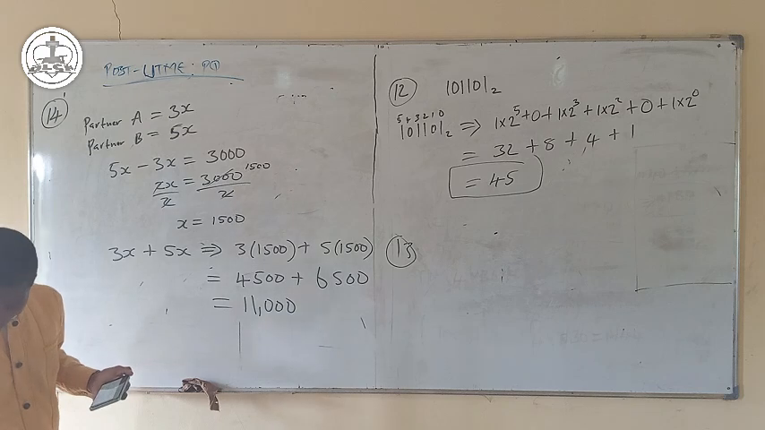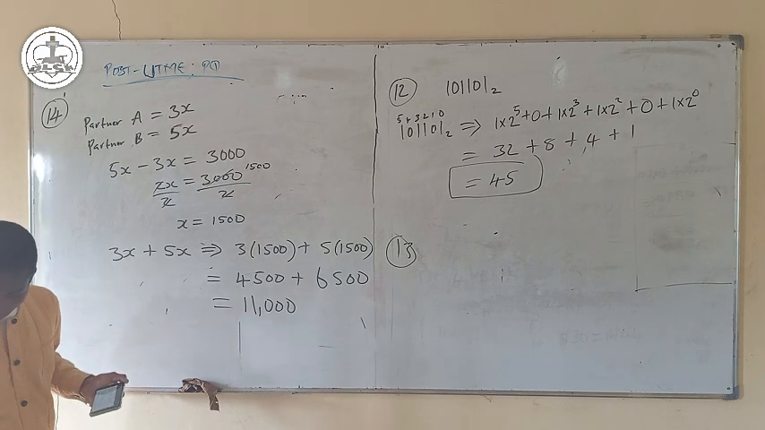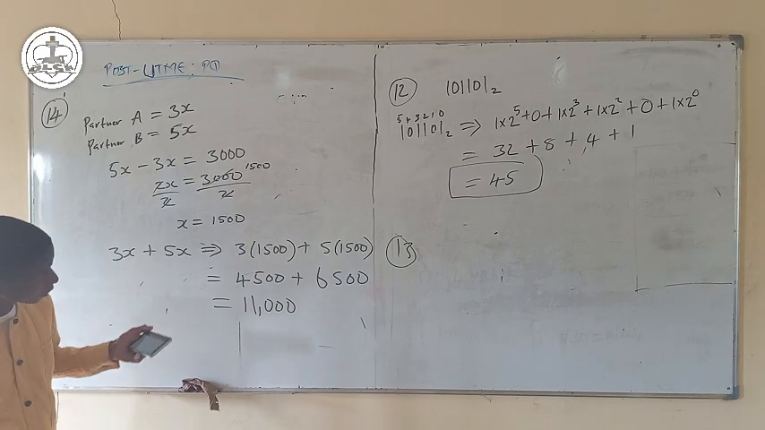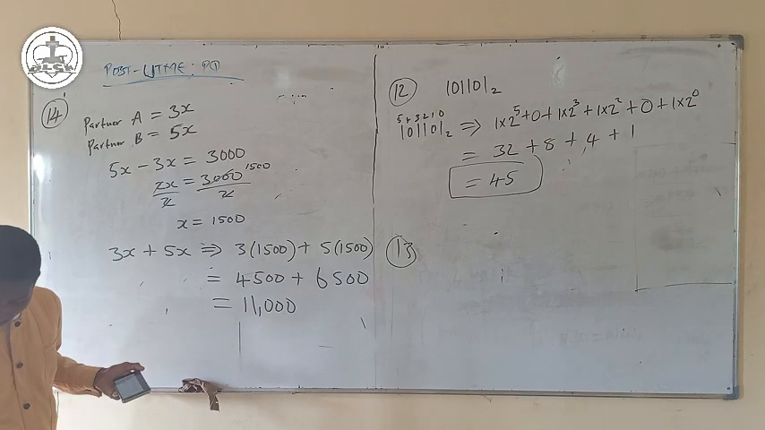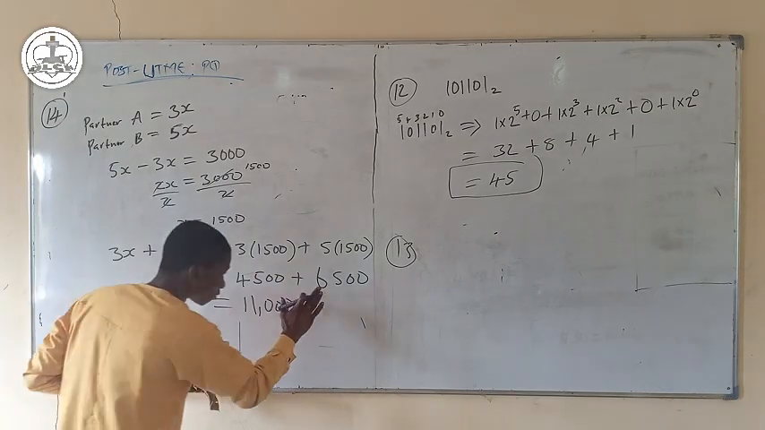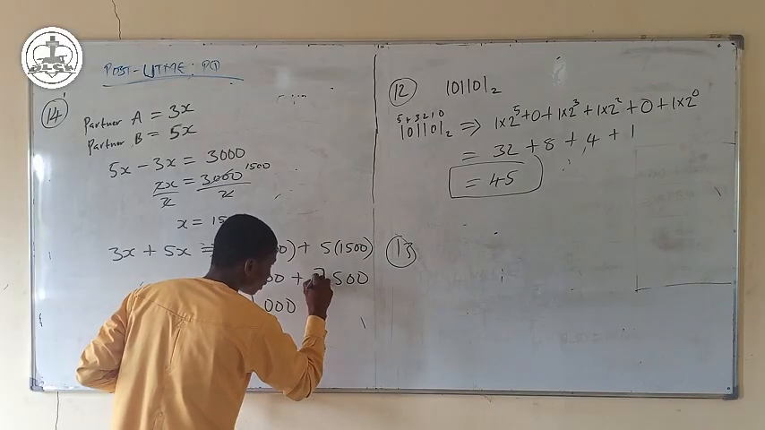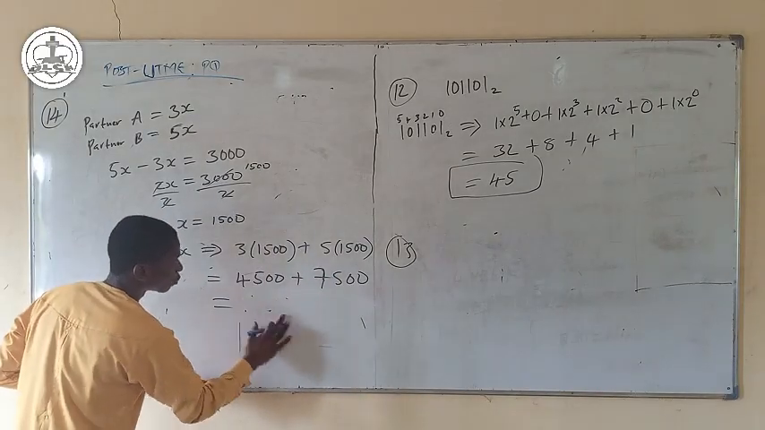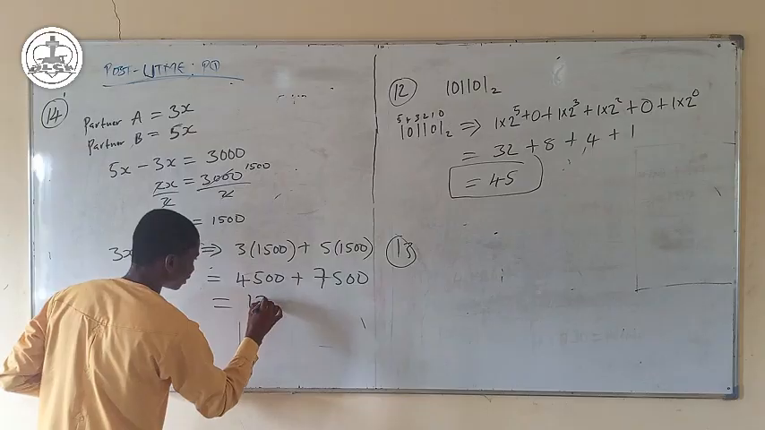Sorry for this. 4,500 and 7,500. Sorry for this, 7,500. And our total will be 12,000 instead.